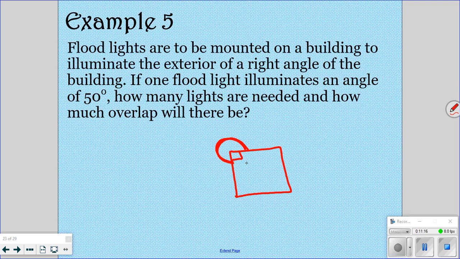So if this is 90 degrees, this part out here is going to be 270 degrees because they have to add up to 360. And it says one floodlight will do 50 degrees. So how many floodlights do we need to cover 270 degrees? Well, 270 divided by 50 degrees is going to be 5 point something.